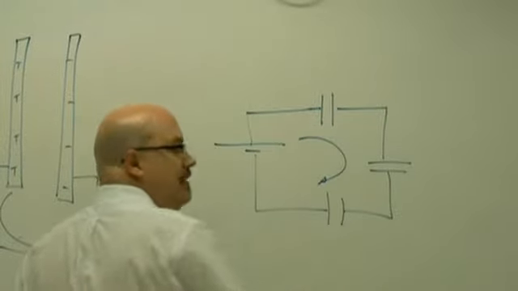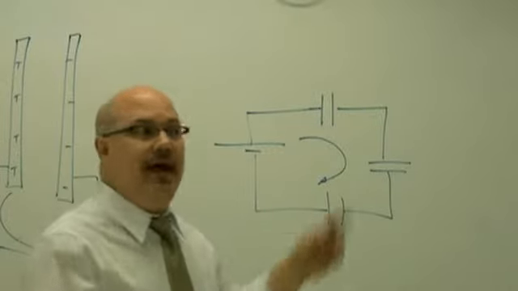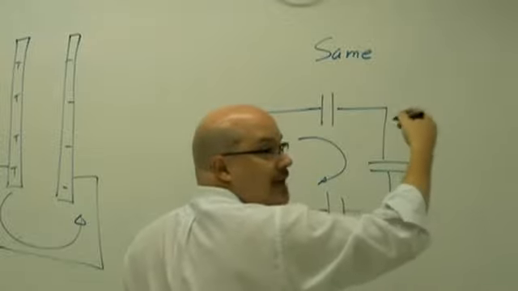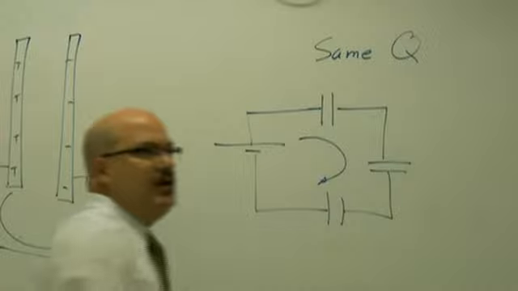This is series, right? In series you get the same current, right? But for a capacitor, that means they'll all have the same, not current, because current doesn't last forever, but the same charge. Same charge here, same charge here, same charge here, right?